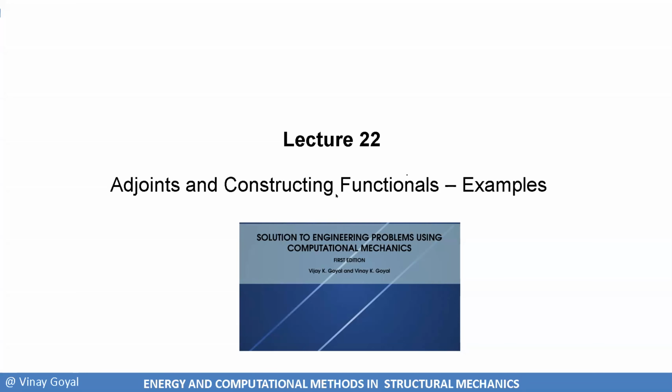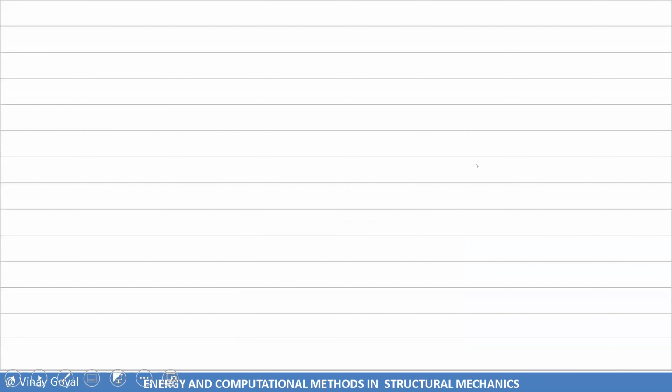Let me remind you a little bit about functionals. Functionals are functions that depend on other functions, and what we're looking for is the function that extremizes the functional. With that said, let me go through the first example, a heat transfer problem. Example number one.